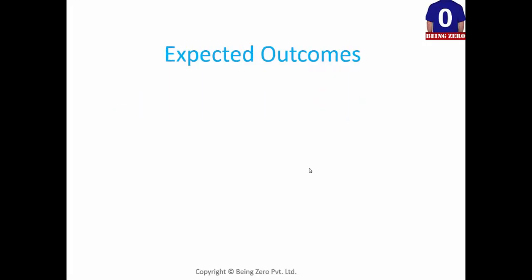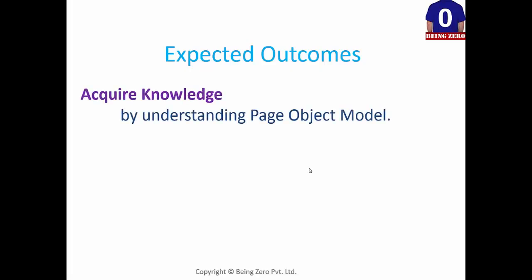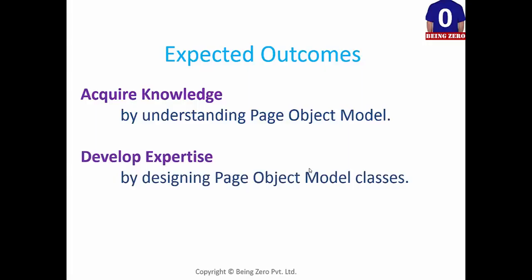Expected outcome, as typically we talk with every module, what do we expect, what is in it for me? That is a question that everyone has in their mind. So let's see the expected outcomes. First outcome is we should think of acquiring the knowledge. That's the main goal, that when we are talking about page object model, you should develop a complete and thorough understanding of what page object model is. Then you should develop expertise by designing your own page object model classes.